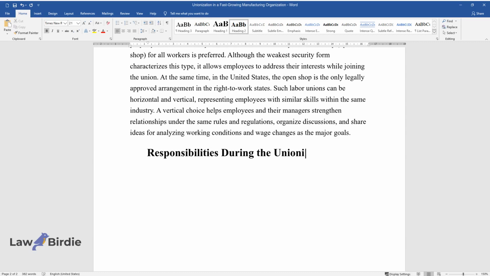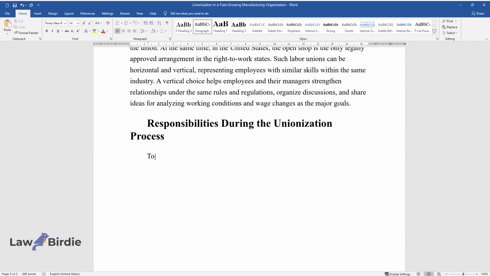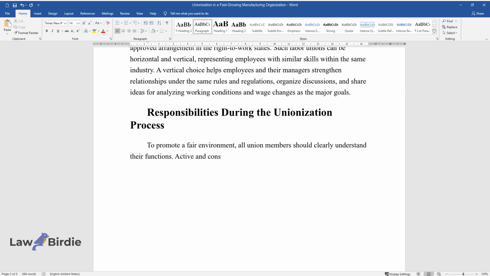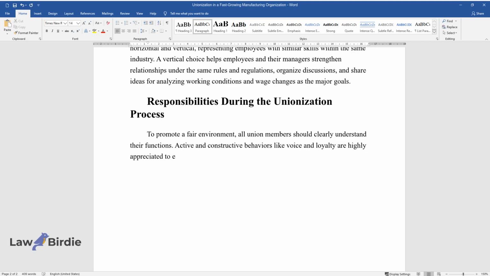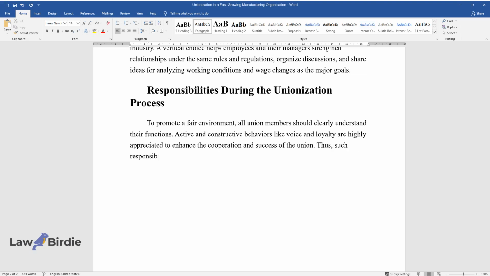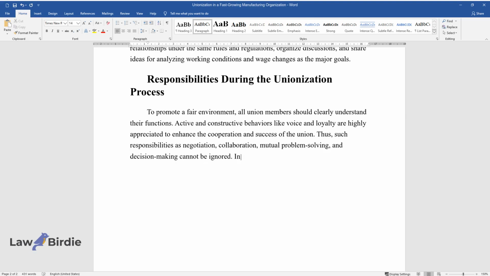Responsibilities during the unionization process. To promote a fair environment, all union members should clearly understand their functions. Active and constructive behaviors like voice and loyalty are highly appreciated to enhance the cooperation and success of a union. Thus, such responsibilities as negotiation, collaboration, mutual problem-solving, and decision-making cannot be ignored.